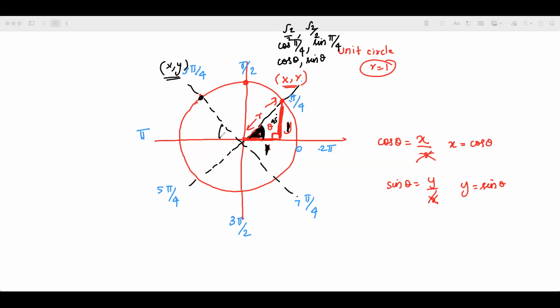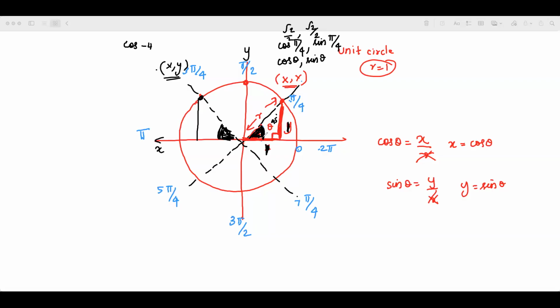See, this is as well a 45 degree angle, correct? But the only difference is it is in a quadrant where x is negative, y is positive. It's also a 45-90 angle, but the x value will be negative, y value will be positive. So this x will be cos minus 45 degree.